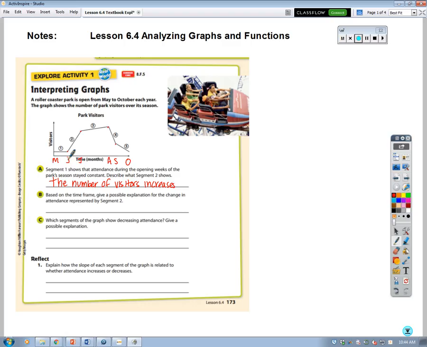Okay, so the second thing we're looking at is, based on the time frame, give possible explanations for the change in attendance represented by segment 2. There are a lot of possible answers you could put in here. From May to June, what changed from that segment that was different in June and July? Well, a couple things we've talked about: it could be warmer temps, right? June to July is warmer. School's out, so the kids could come. There could be a lot more people coming as families.